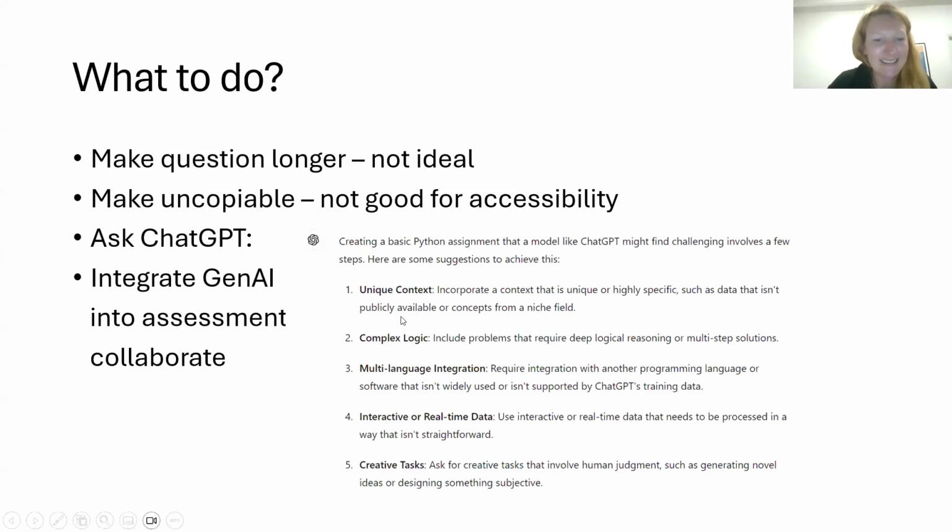ChatGPT had a few different ideas, but I didn't go with those either. Or integrating generative AI into assessment for a collaborative assessment, which is good for higher level studies, but for the basic one, it wasn't that great either. So what did we do in this case?